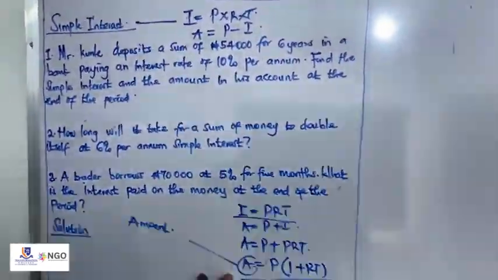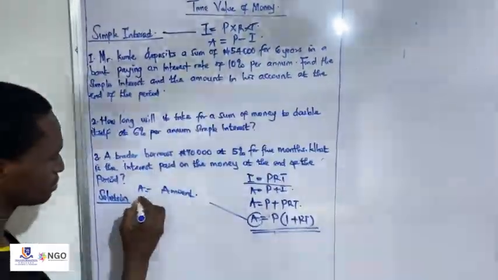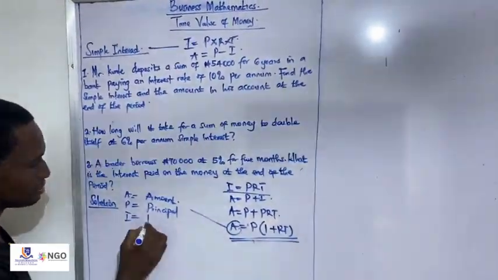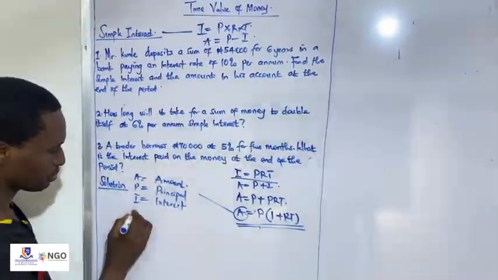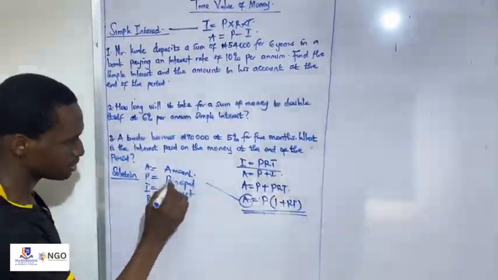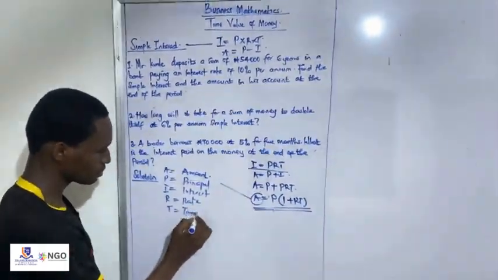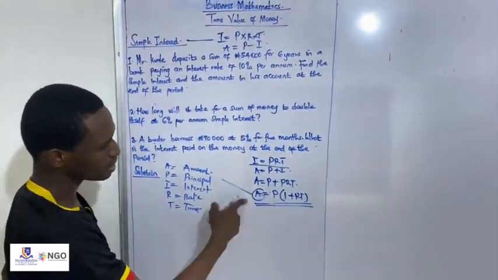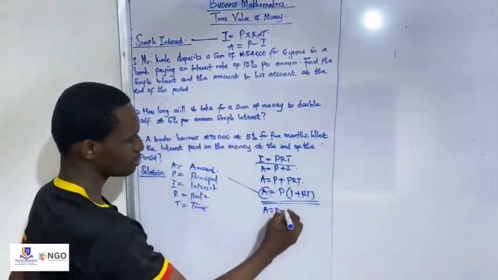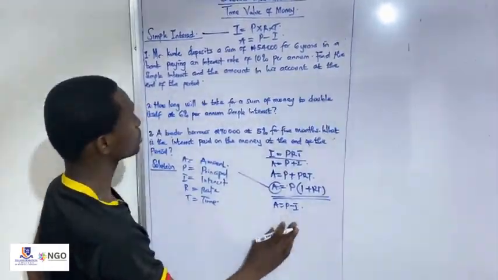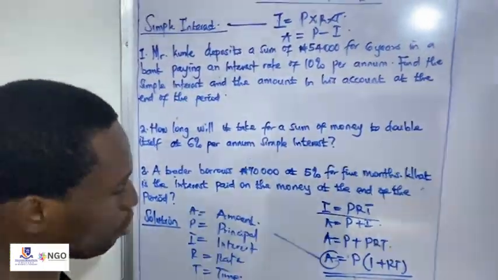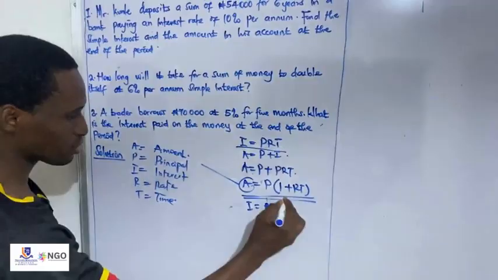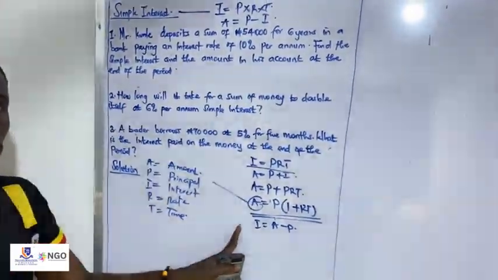So what's A? A is amount. What's P? Principal. What's I? Interest. What's R? Rate. And what's T? Time. So this will help us calculate the amount. Then I equals A minus P will help us calculate the value of interest.